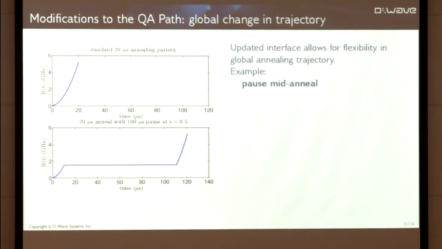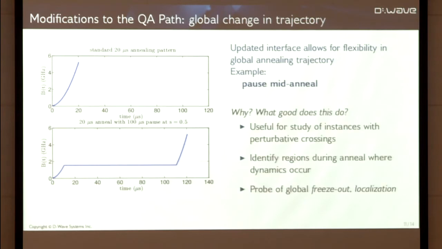So the second direction, the second generalization that we're giving users and researchers with the 2000Q product, is changing your global annealing trajectory. So there's a global time signal that grows the problem Hamiltonian and shrinks the transverse field. And traditionally, we've just grown the problem Hamiltonian scale quadratically with time. An example of a generalization to this is you could interrupt that growth midway through the anneal, for example halfway through, and then pause at a particular point. In this case, I'm comparing a 20 microsecond anneal with the standard growth of the problem Hamiltonian with the insertion of a 100 microsecond pause midway through the anneal at s equals 0.5.